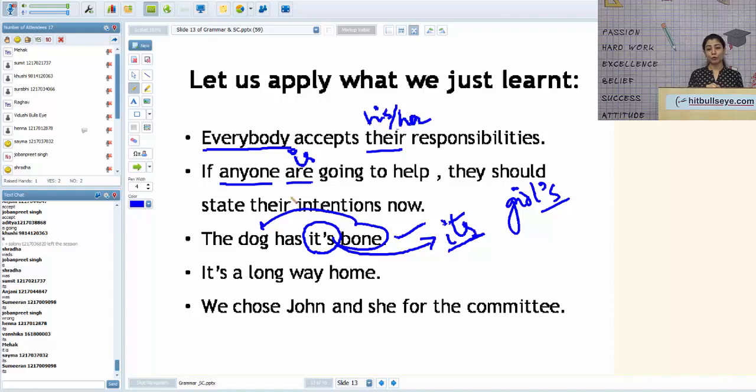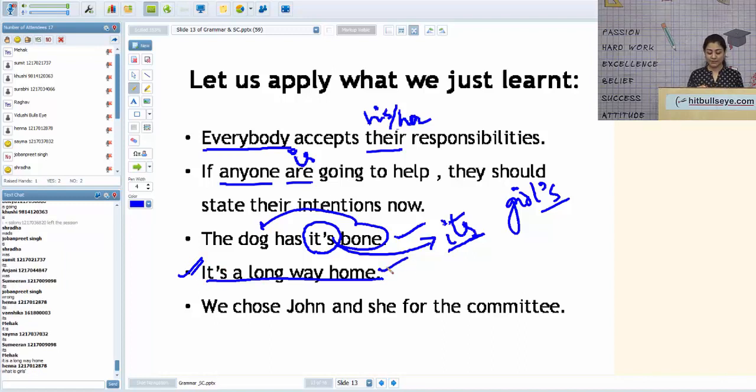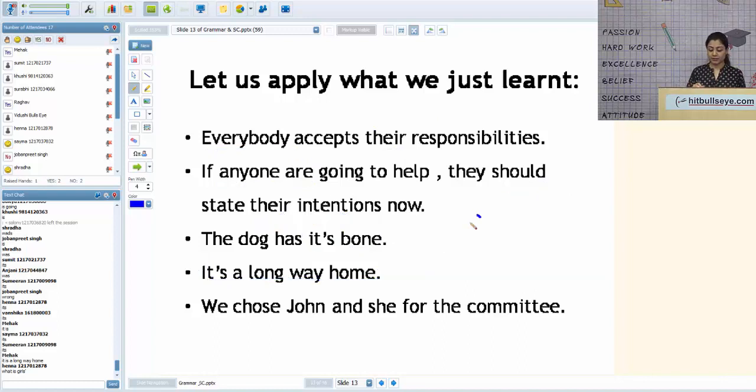We are talking about ownership, that the dog owns the bone. Moving on to the next example, this is a correct one. Because if I talk about it, I'm talking about it plus is. It is a long way home, which is absolutely correct. Okay, Hina is asking me what is girls. So girls with an apostrophe after the S. So we use an apostrophe after the S when we are talking about plural plus specific.